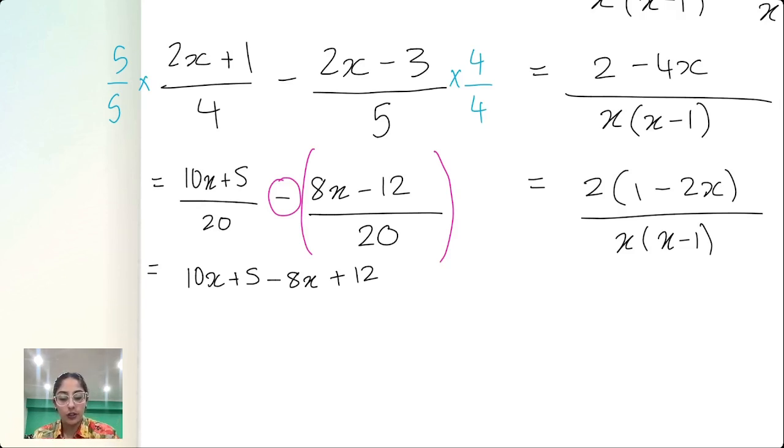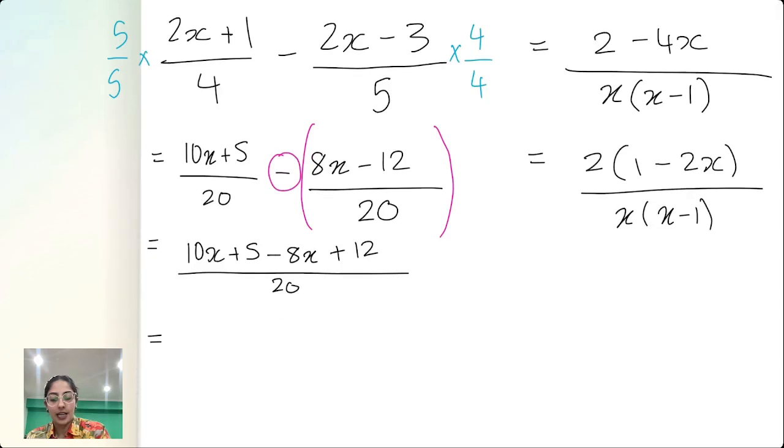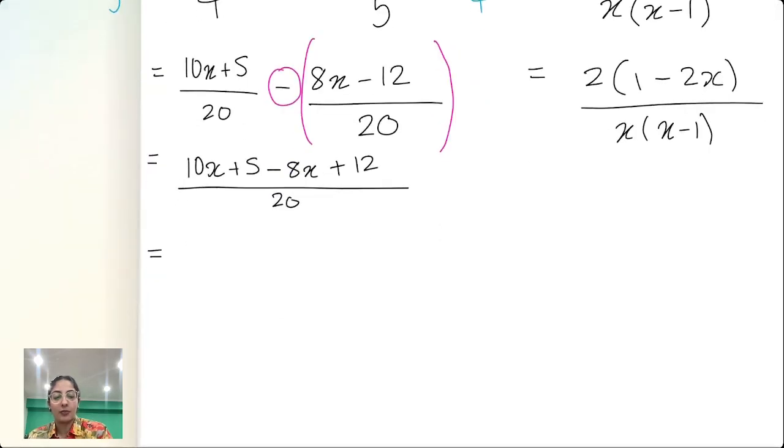Now, it's all over 20, and then we end up with 10x minus 8x, which is 2x, and then 5 plus 12, which is 17. Am I right about that? I am. Okay. All over 20. Everyone cool with this? Beautiful.